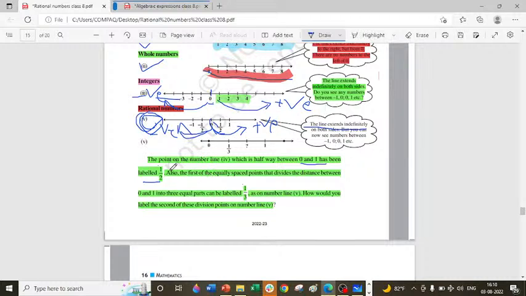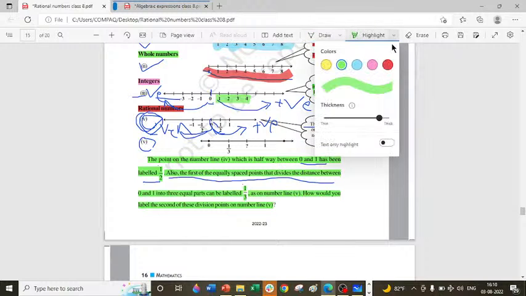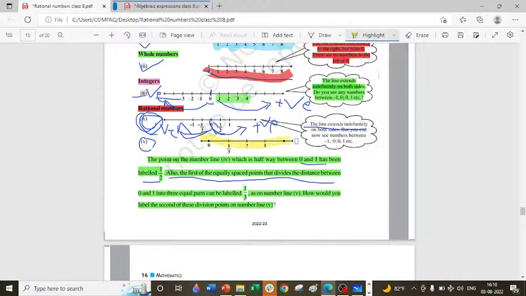So that is what they are trying to make you understand over here. And now let's move to the fifth one. So as you can see, there's a number line represented near the fifth. Let me just highlight it and show you. So here you can see this is the number line, and it's starting from 0, and then it is 1/3. And what comes the next? So after 1/3, what comes? So how would you label the second of these division point on a number line?